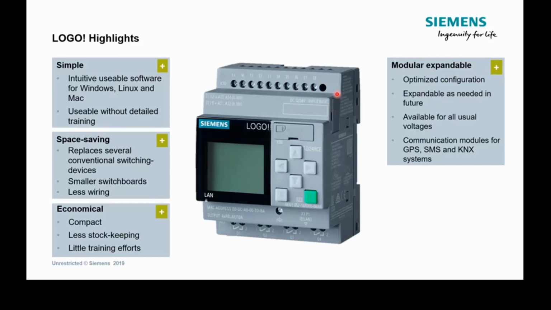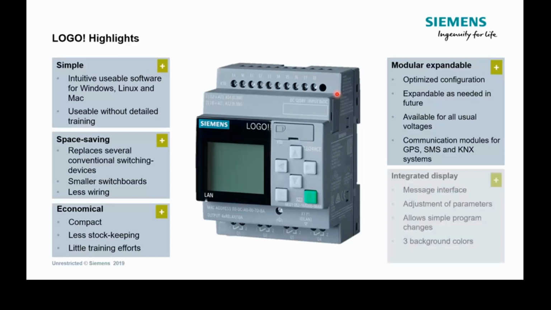The modules themselves are available for all the standard voltages, so 12, 24 volts up to 230 volts AC as well. And we also have optional modules there for sending and receiving SMS and emails, connecting into the global positioning satellite system so you can lock in on your location, and also for connection into the KNX building management system. So again, gives you good flexibility and maybe sort of gives some different ideas in the use of the logo and where we can apply its technology.